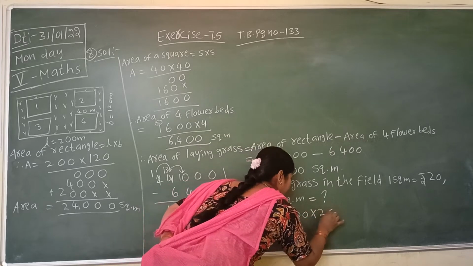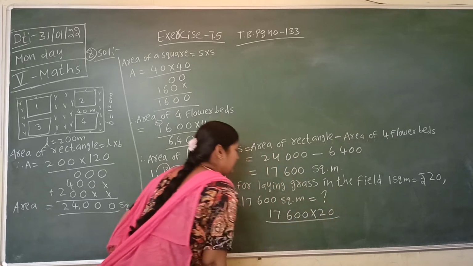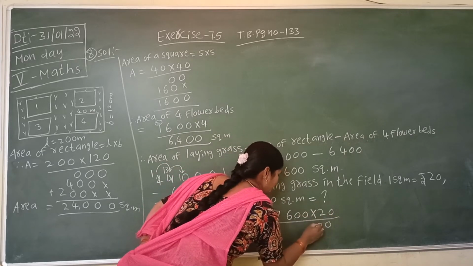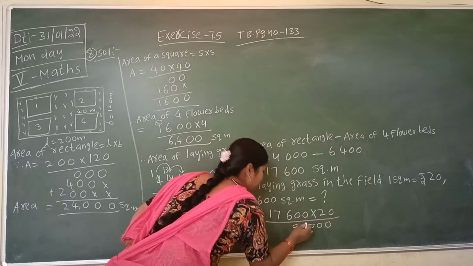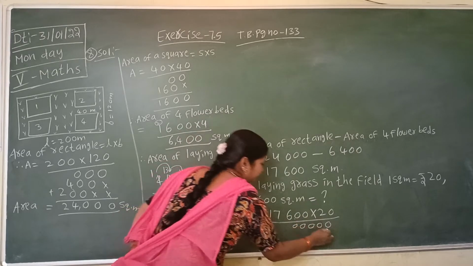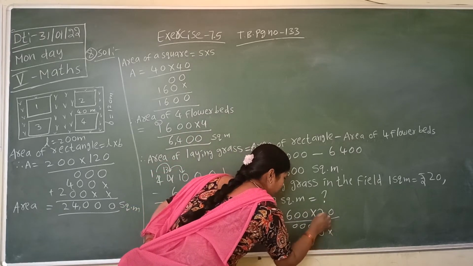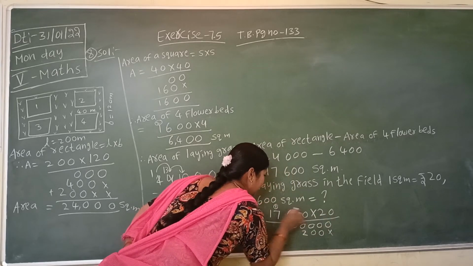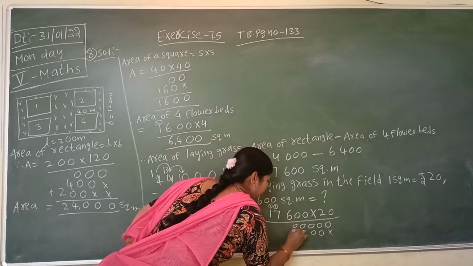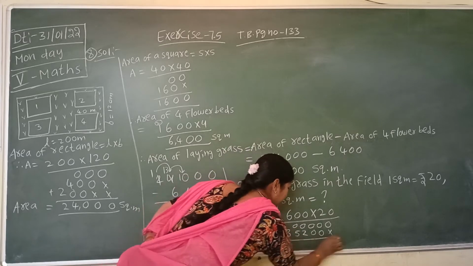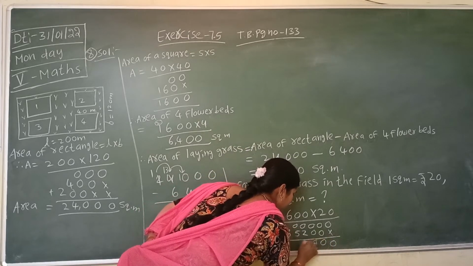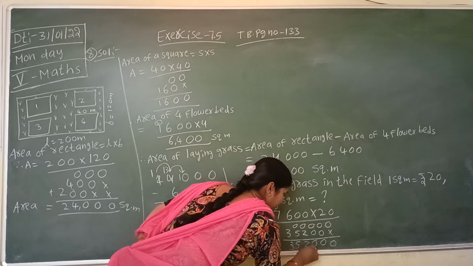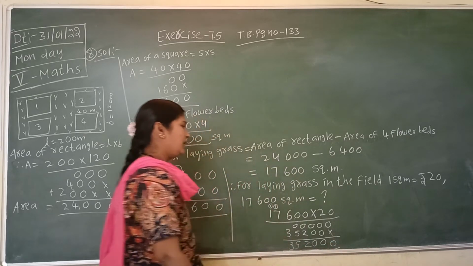17,600 into 20. Do the multiplication. What are you getting? 0 into 0, 0. 0 into 0, 0. If you multiply any number by 0, we are getting zeros only. Into 2: 2 into 0, 0; 2 into 0, 0; 2 6s are 12, 1 here. 2 7s are 14 plus 1, 15. 2 1s are 2 plus 1, 3. So 0, 0, 0, 2, 3, 5. Okay? It is your answer.